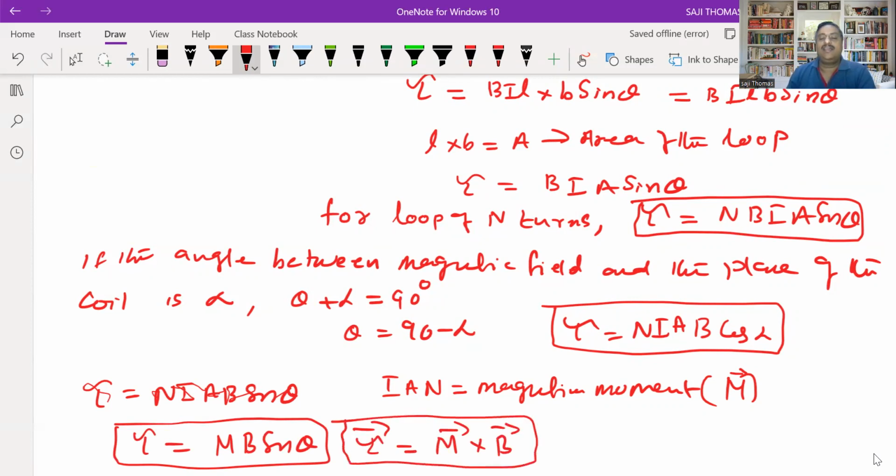So when a rectangular current carrying loop or a coil is placed in a magnetic field, what is the equation for torque on it? Tau is equal to N I B A sin theta. Okay, theta is the angle between magnetic field and the normal to the plane of the coil. If the angle between plane of the coil and magnetic field is given, torque will be N I A B cos alpha. Okay, and this torque will be perpendicular to M and B.